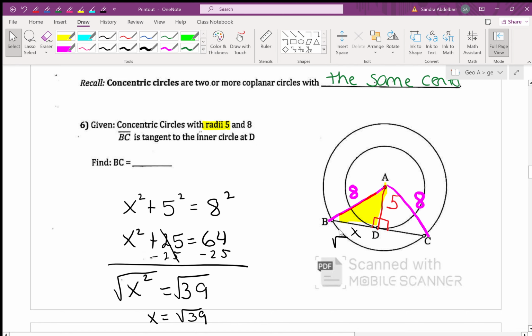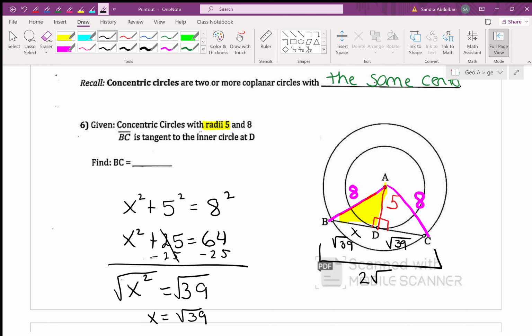Okay, so we know BD is root 39. What does that mean for DC? It is also root 39. So how long is BC? 2 root 39. Tanya, you made me so happy. 2 root 39.